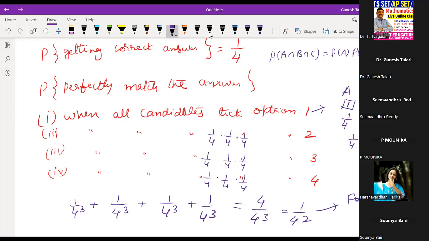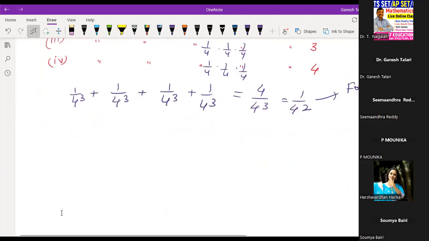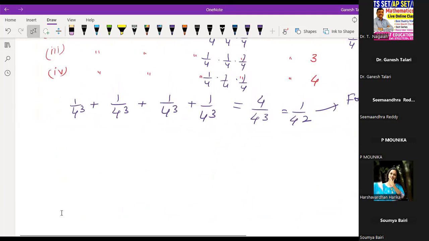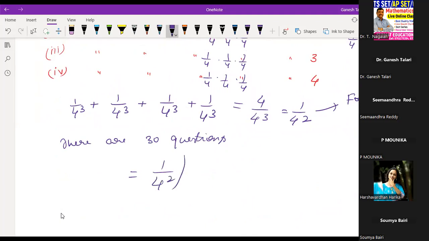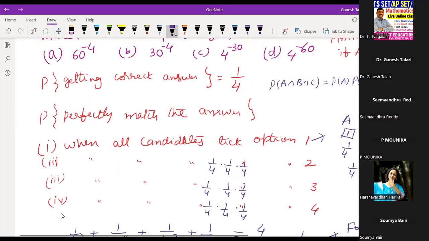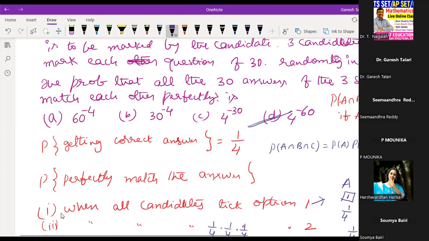So what about the 30 questions? There are 30 questions. So your answer will be 1 by 4 square power 30. That we can say 4 power minus 60. What is the right answer? This one. Fourth one is the right answer.